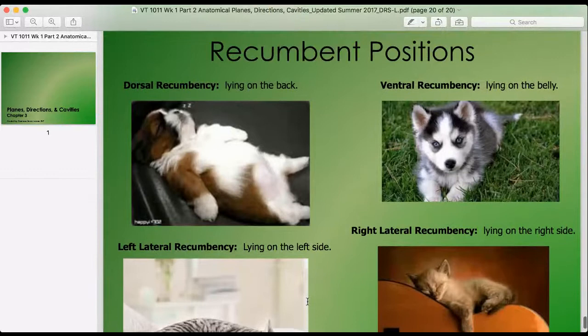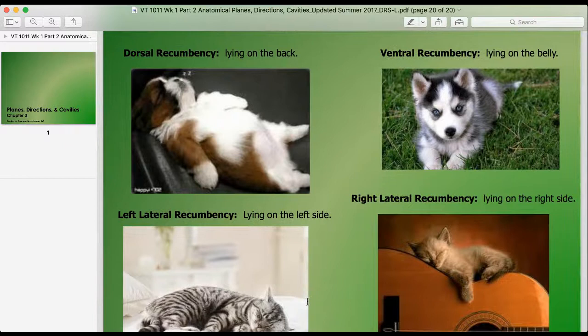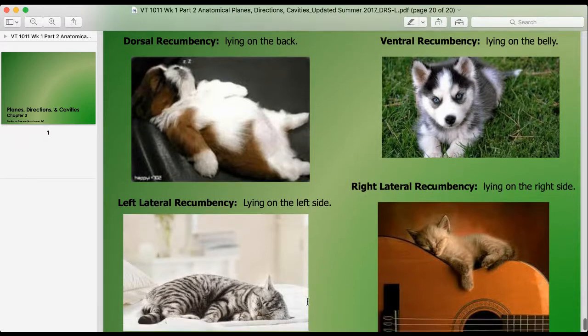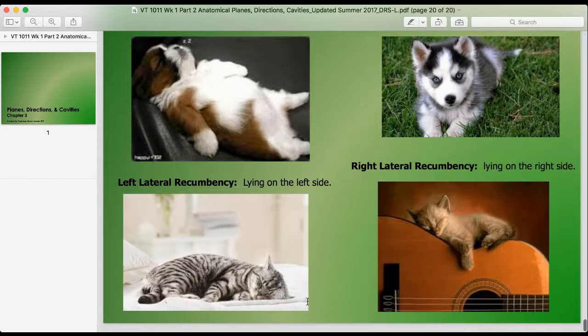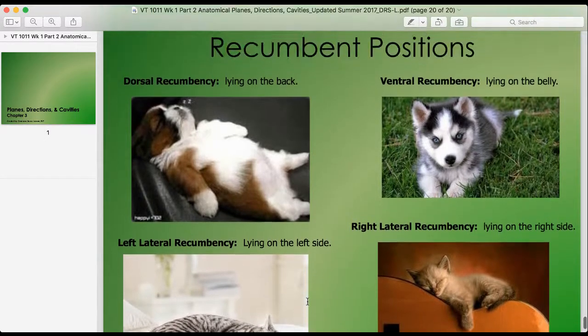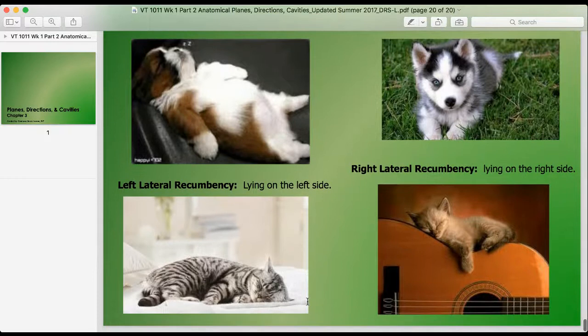When we talk about the term recumbent, it is what part of the body is touching the surface. This is critical in surgical positioning and radiological positioning. Dorsal recumbency, lying on the back; ventral recumbency, lying on the belly; left lateral recumbency, lying on the left side; right lateral recumbency, lying on the right side. With this recumbent position slide, you have finished your planes and directions and body cavities. Enjoy putting these terminologies into use.